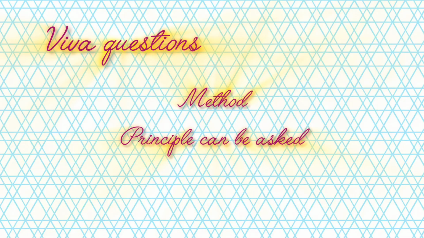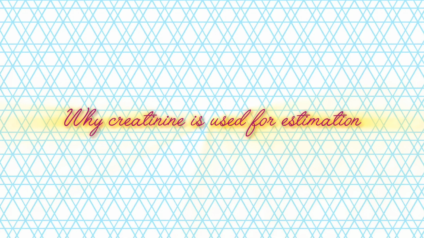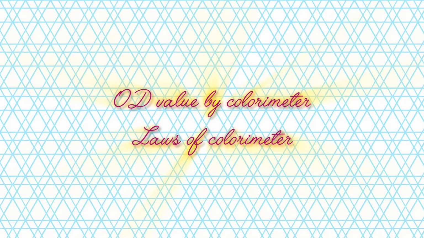Some viva questions are: name the method by which creatinine is estimated. That is Jaffe's method. State the value of creatinine excreted by the body. What is creatinine clearance? Creatinine clearance value in male and female. Why is creatinine used to estimate GFR? Because it doesn't easily get influenced by the diet and metabolism. That's why it's used in creatinine clearance. How do you check OD value? That is by colorimeter, and some questions on the colorimeter can be asked.